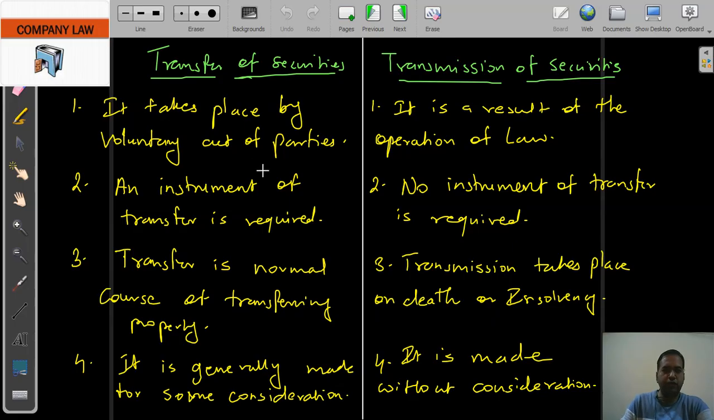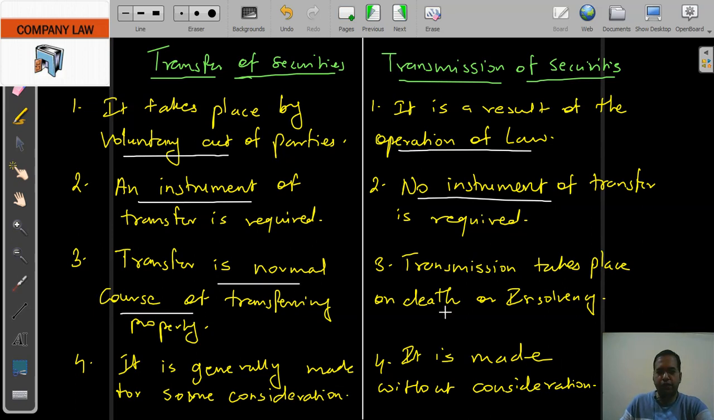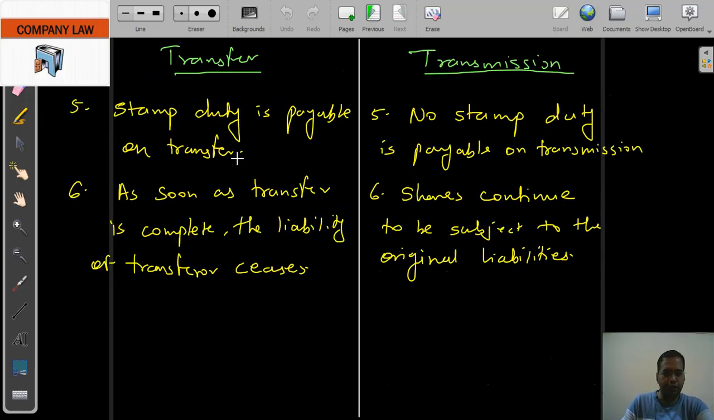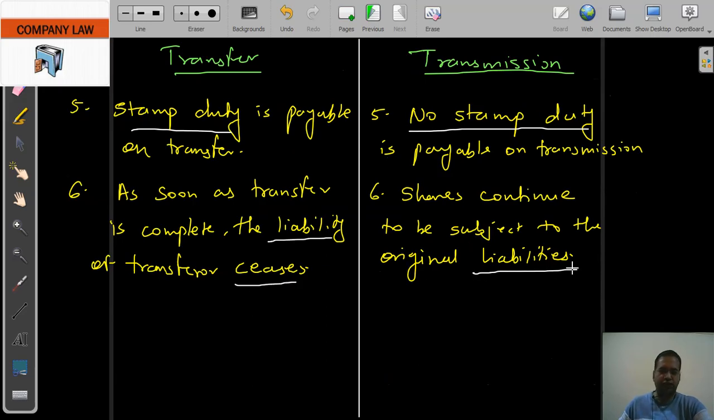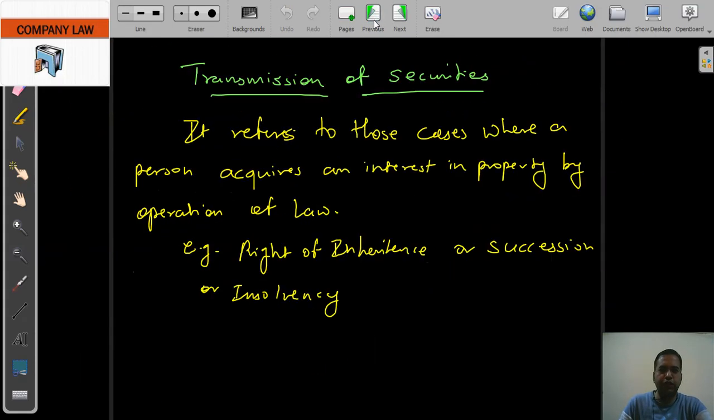So let's quickly do it. It's a voluntary act, it is by operation of law. An instrument is required, no instrument is required. It's a normal course of transferring, it takes place on death or insolvency. Some consideration, without consideration. Stamp duty, no stamp duty. So liability ceases. Okay, so liabilities are always there. So we have completed transfer and transmission over here.